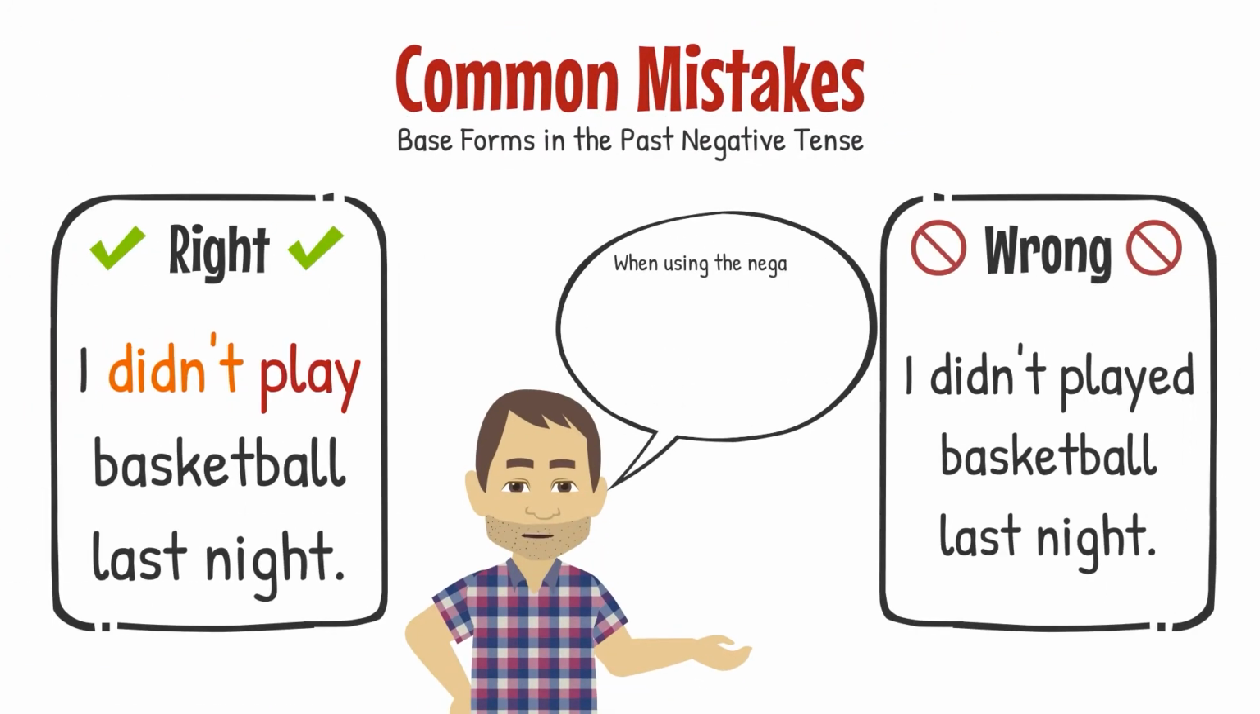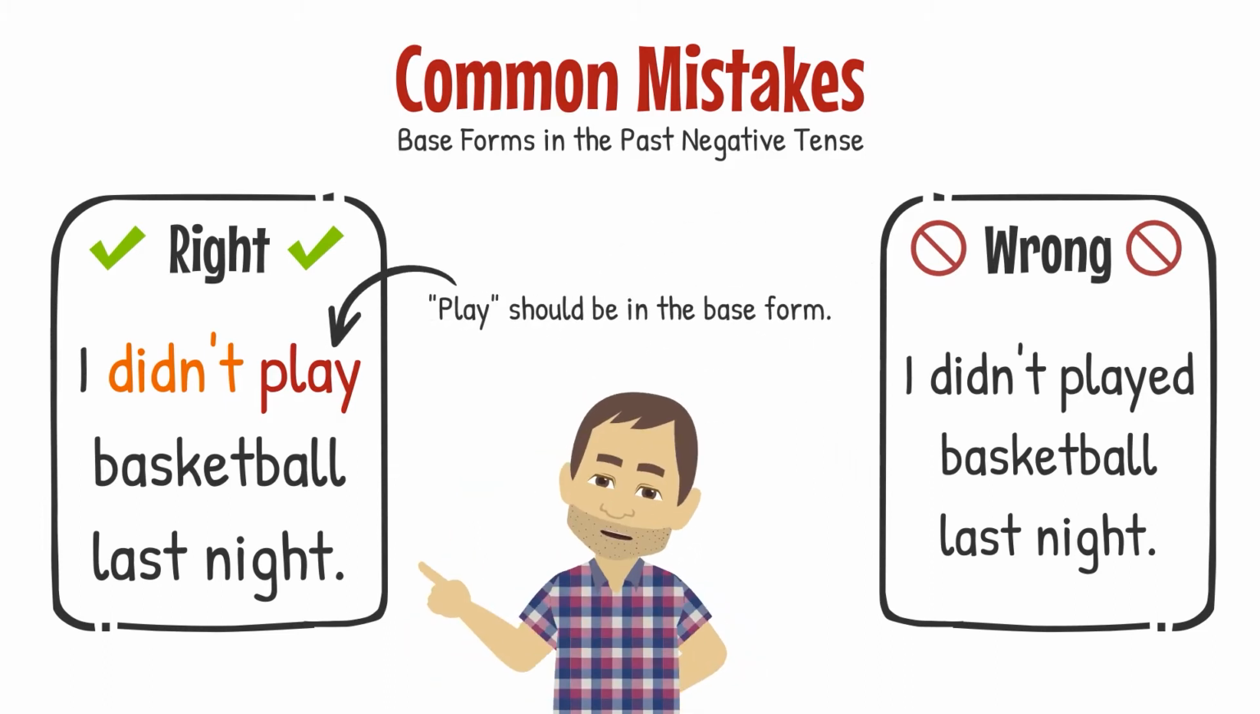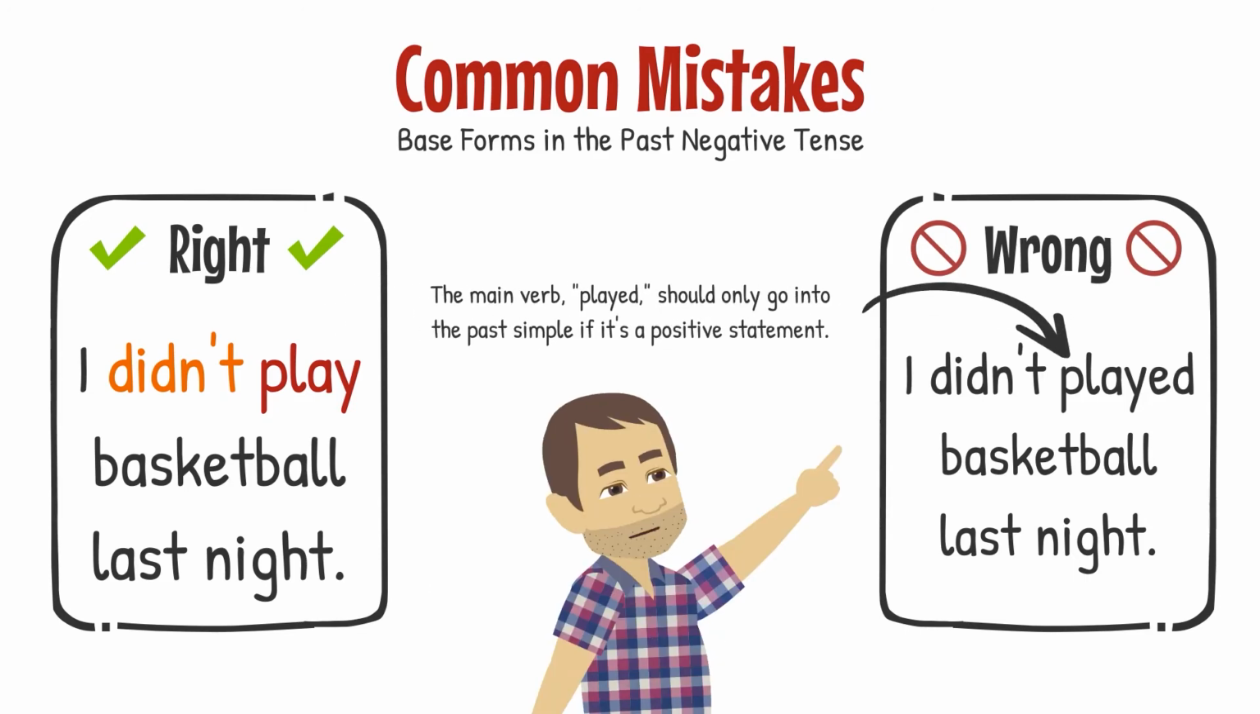When using the negative form of the past simple tense, didn't and the main verb in the base form is used. The main verb is never in the past simple. Play should be in the base form. The main verb, played, should only go into the past simple if it's a positive statement.